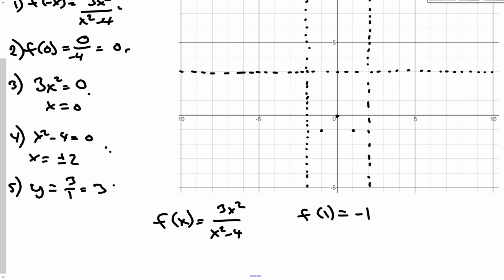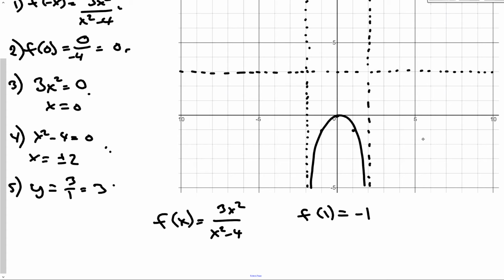Now, that's kind of enough information for me to graph this middle section because I know that the graph has to get closer and closer to either negative infinity or positive infinity as I approach a vertical asymptote. So the graph is going to look kind of like this. And think of in between the vertical asymptotes as its own little picture. Okay, so now we have the middle part.